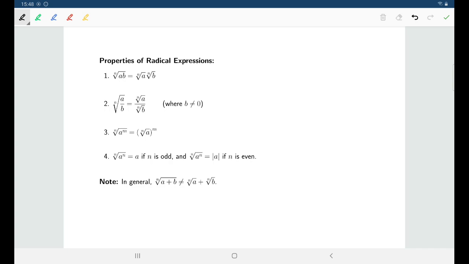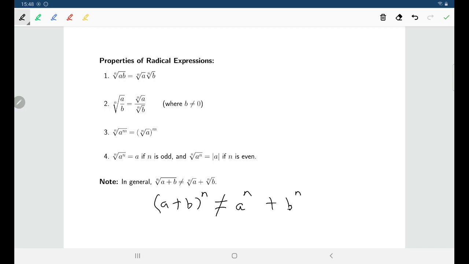In general, this is true for roots, but actually it's true for any power, not just for roots as well. So this is something to keep in mind: if you're thinking about two things added together and raised to a power, that's also not the same thing as the power on the first thing plus the power on the second thing. That's another little fact to keep in mind.